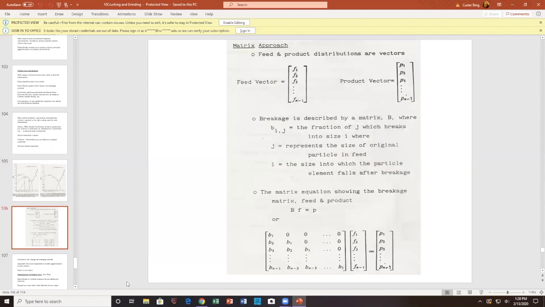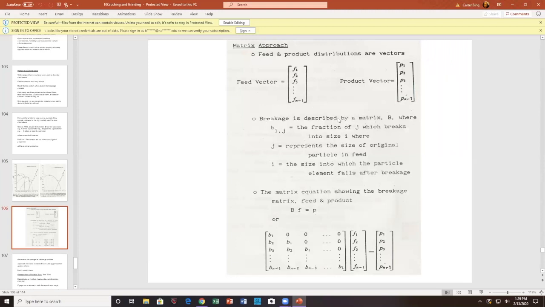The matrix approach is kind of interesting. Okay, I have a feed distribution and I have the product distribution. So I have a feed vector. These numbers vary with different sizes, right? I have 10 micron, maybe this is 50 micron, this is 150 micron, and so on. And we have the product vector, which is over here.